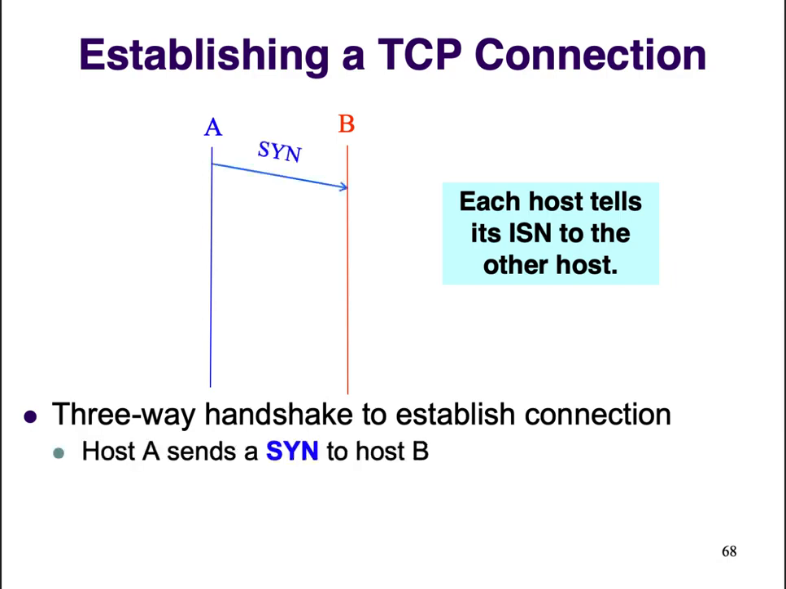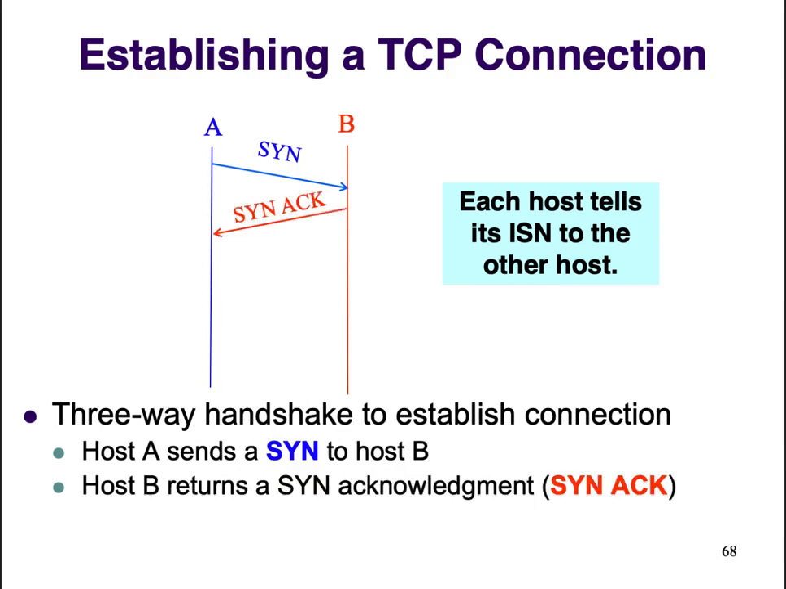So the way this looks at a high level is it starts, and this is why it's called a three-way handshake. There are 3 steps. The first step is host A is going to tell B, I would like to open a TCP connection. It does this by sending a SYN message. This is a synchronize to set up a TCP connection. Okay? So we call this a SYN packet.